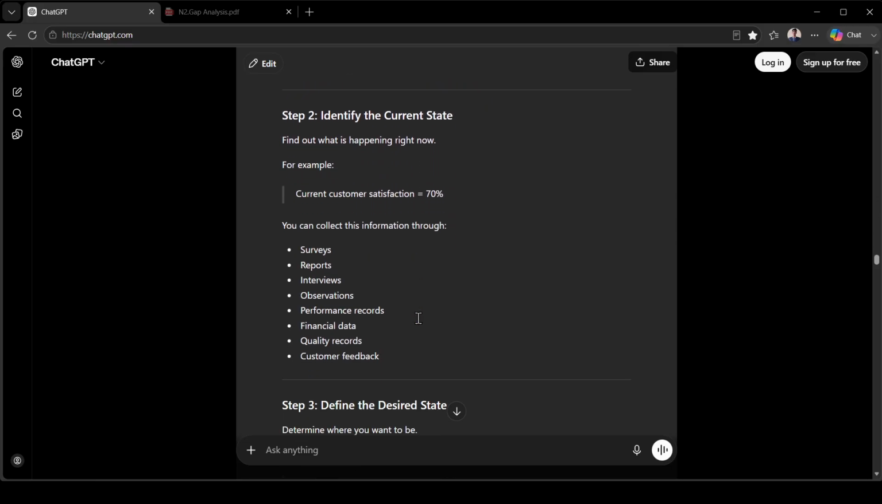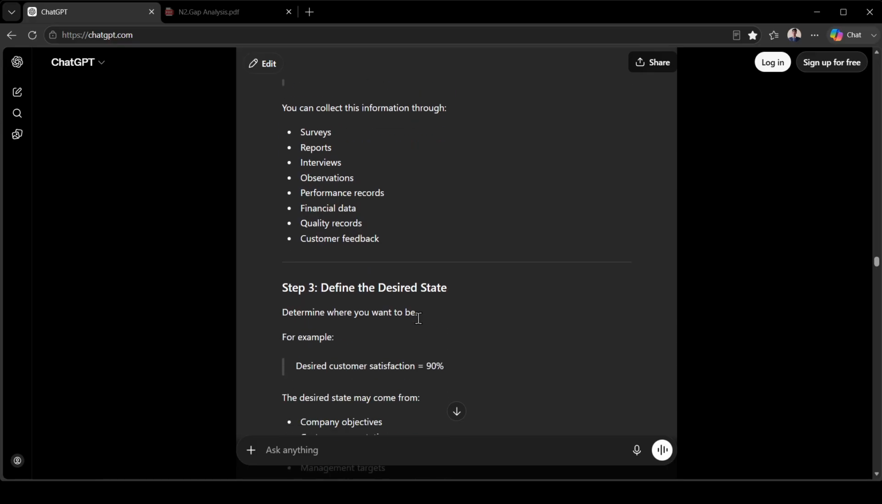Then the second one is step two: identify the current state. Find out what is happening right now. For example, current state: customer satisfaction 70%. You can collect this information through surveys, reports, interviews, observation, performance records, financial data, quality records, and customer feedback.